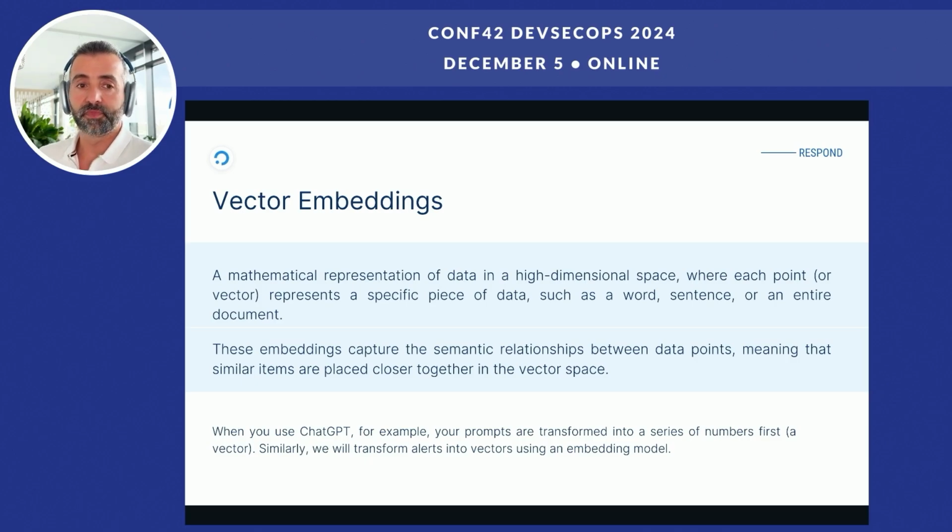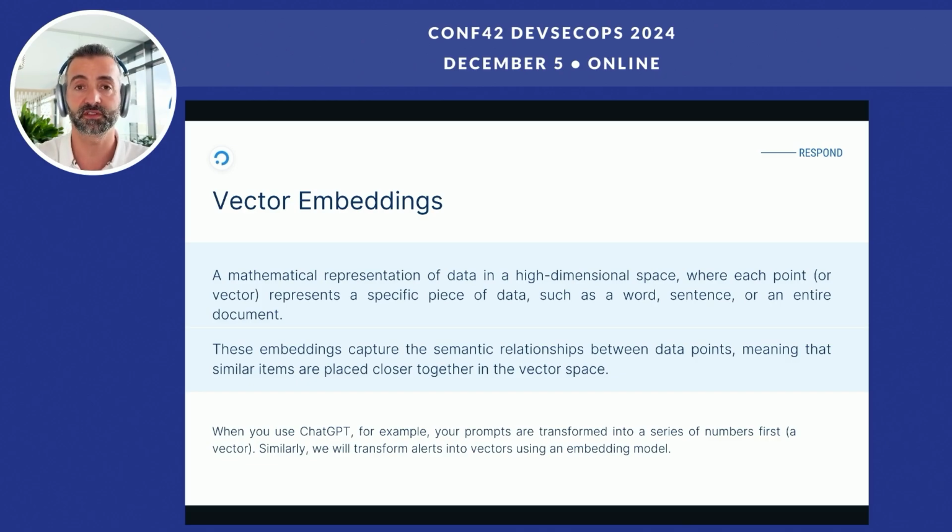A vector embedding is a mathematical representation of any kind of data in a high-dimensional space. Each vector represents a specific kind of data, could be a word, could be an entire sentence or an image. This piece of data is essentially transformed into a vector, and a vector is a point in a high-dimensional space. And these vectors or points in this space capture the semantic relationship to each other.